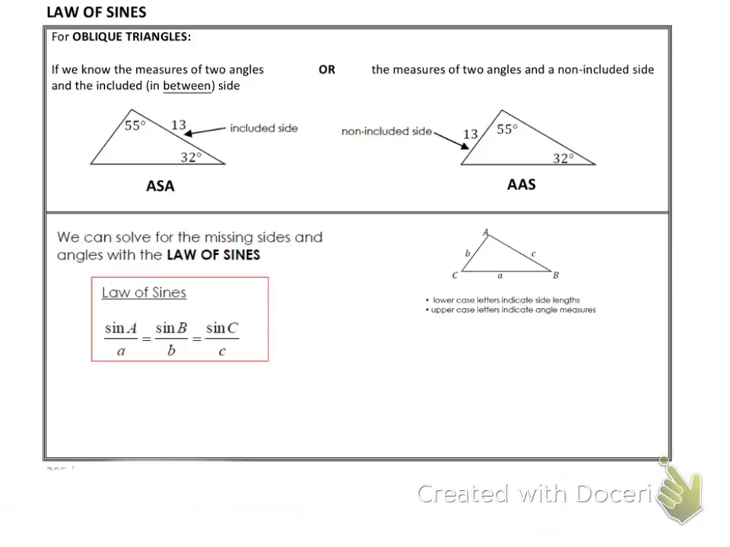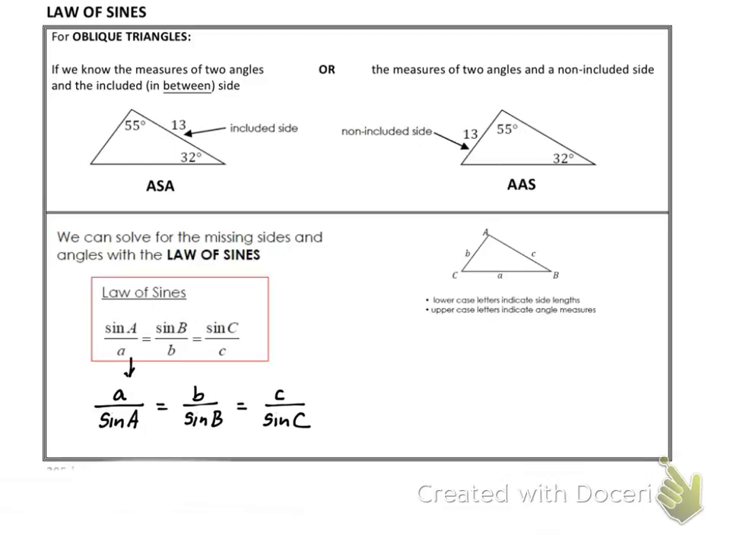I'm going to rewrite this just a little bit, all right, to make our life a little easier. All I'm going to do is flip everything. I'm going to take the reciprocal of everything. So rather than writing it like this, I'm going to write it as a divided by the sine of angle A equals b over the sine of angle B. And that's going to equal c, the side c, over the sine of angle C.